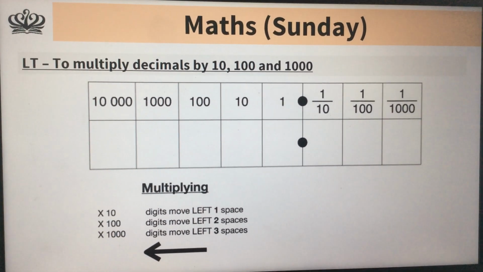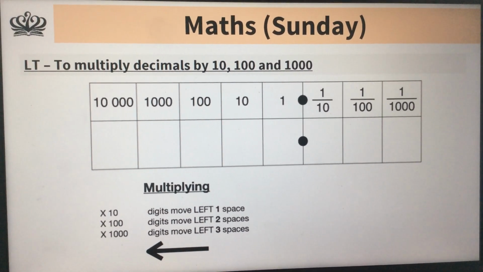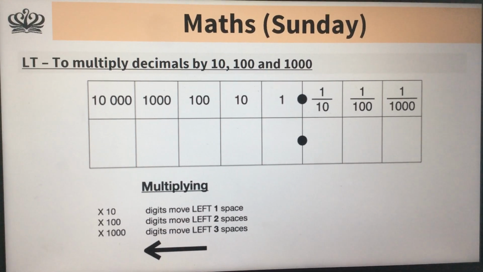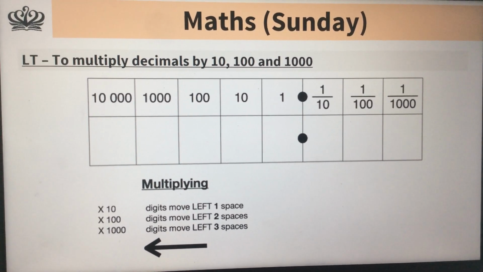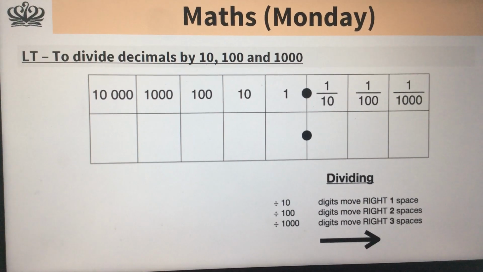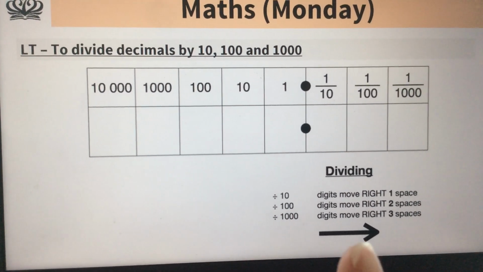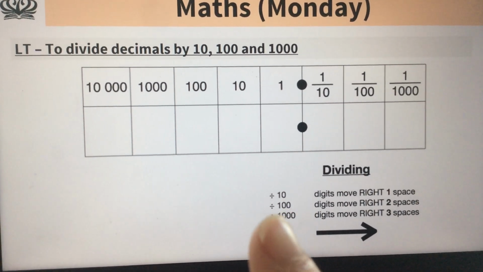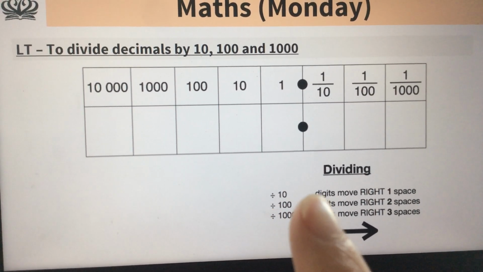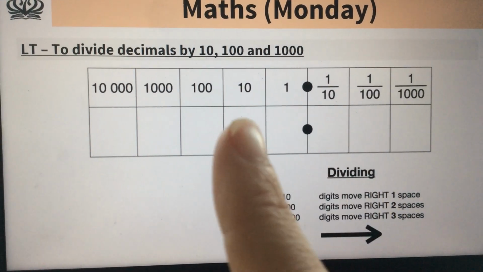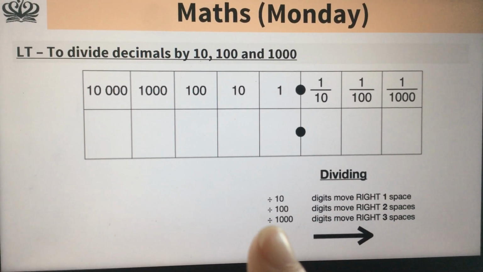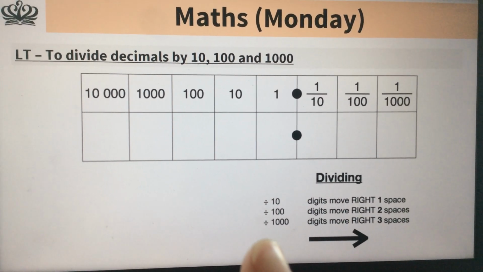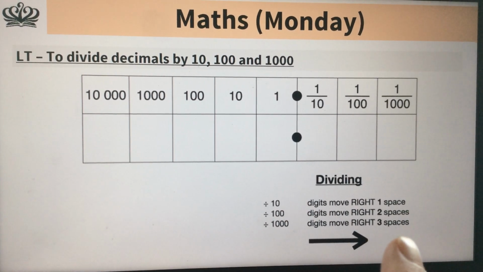So today we are dividing. What do we think we're doing with the digits today? Yes, you're right. We are going to be moving the digits to the right. So exactly like before, the same number of places, just the opposite direction. So if we're dividing by 10, we move the digits one place to the right. If we're dividing by 100, we move the digits 2 places to the right. If we divide by 1,000, we move the digits 3 places to the right.